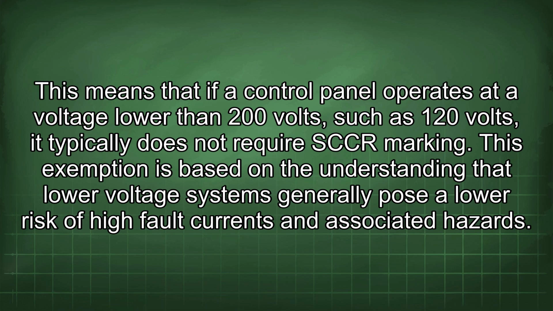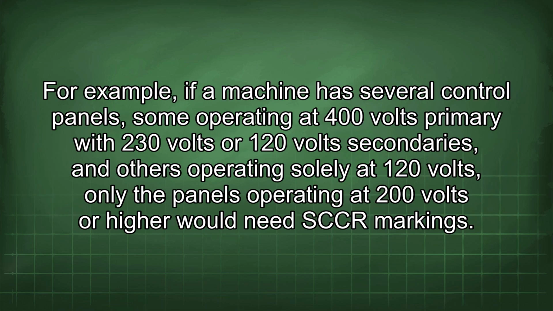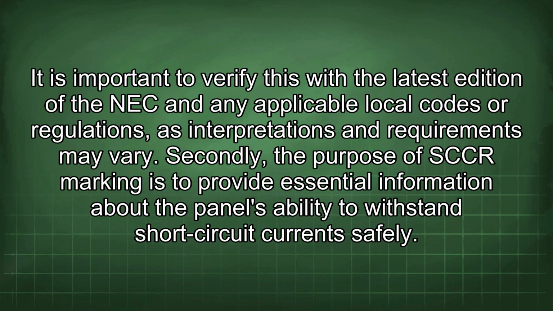This exemption is based on the understanding that low voltage systems generally pose a lower risk of high fault currents and associated hazards. For example, if a machine has several control panels, some operating at 400 volts primary with 230 volts or 120 volts secondaries, and others operating solely at 120 volts, only the panels operating at 200 volts or higher would need SCCR markings. It is important to verify this with the latest edition of the NEC and any applicable local codes or regulations, as interpretations and requirements may vary.